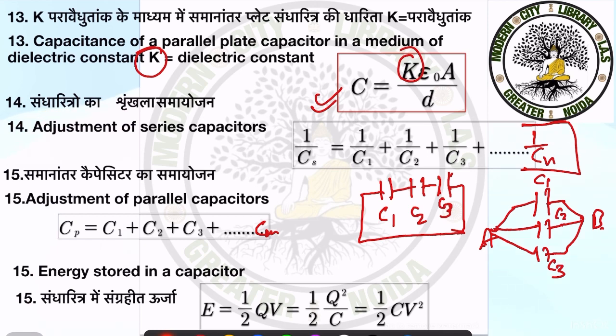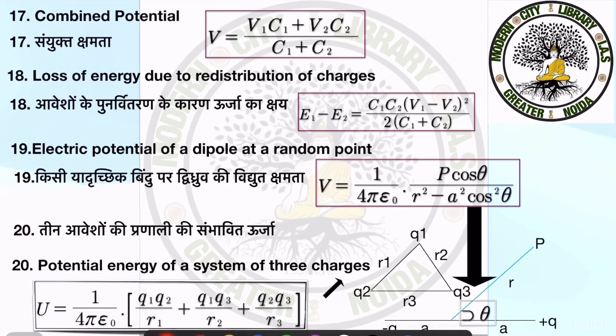Next is energy stored in a capacitor. What is the energy stored in a capacitor? E equal to half Q into V equal to half Q square over C equal to half CV square. C is the capacitance, V is the voltage, Q is the charge, and E means energy. Next is the combined potential. What is the combined potential between two plates?